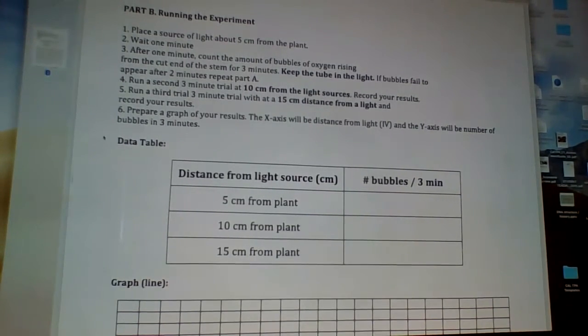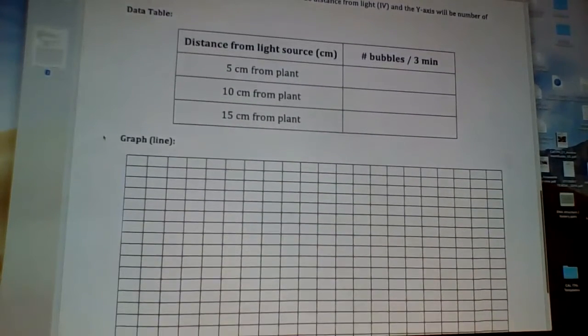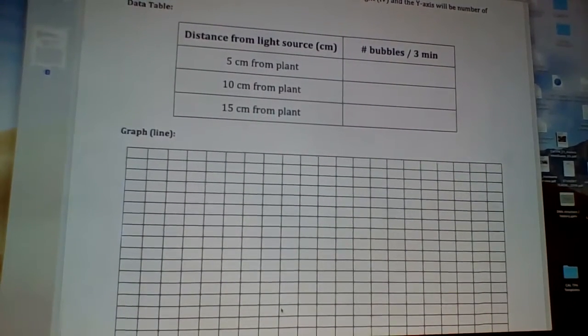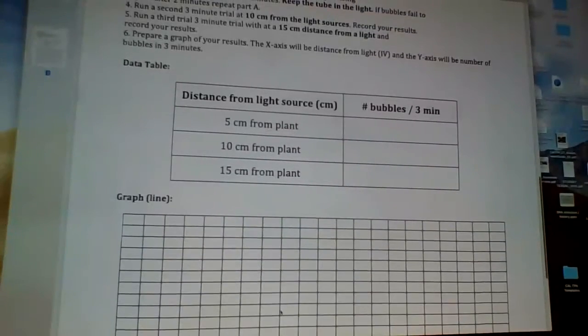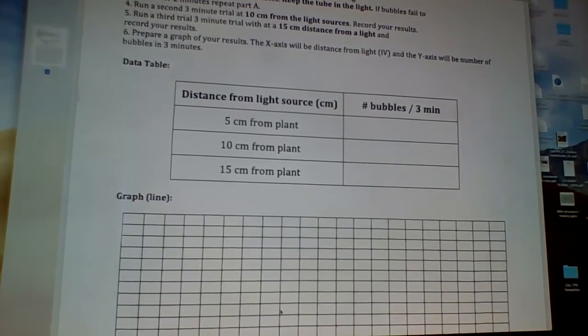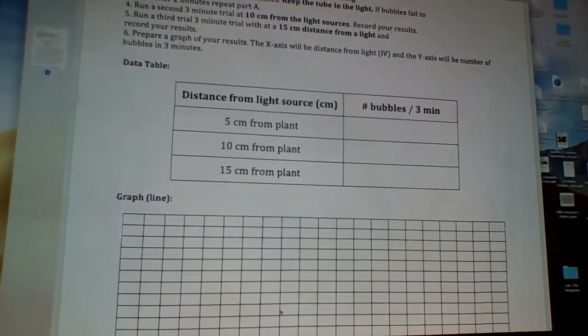After you do that, you prepare a graph of your results. It's going to be down at the bottom of the page. Your graph is going to be on this square right here. The x-axis will be the distance from light, and the y-axis will be the number of bubbles that you see in 3 minutes. When we're done, we're going to compare our results, talk about what you think was happening, and then turn them in. So right now you can go ahead and begin your experiment with your partner. Remember to first record your hypothesis. It's really important. I'm going to walk around and assist you and answer any questions that you have. Thank you.